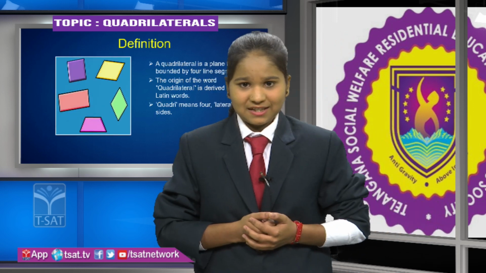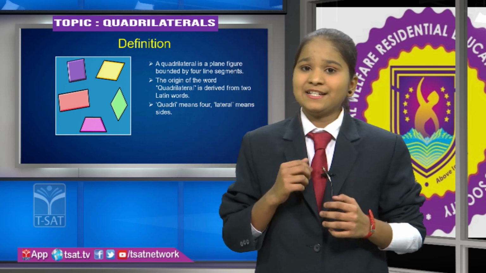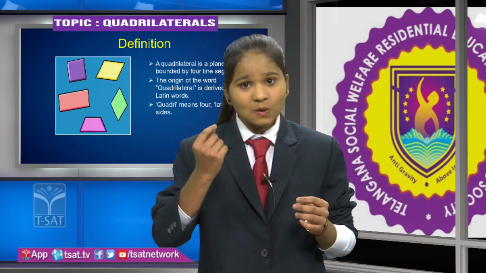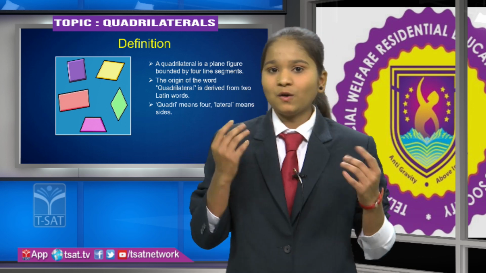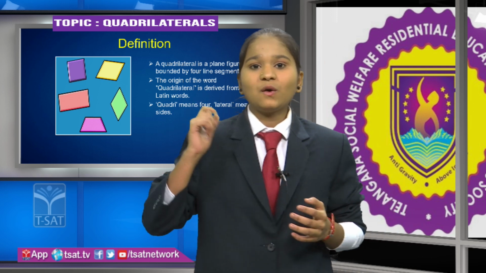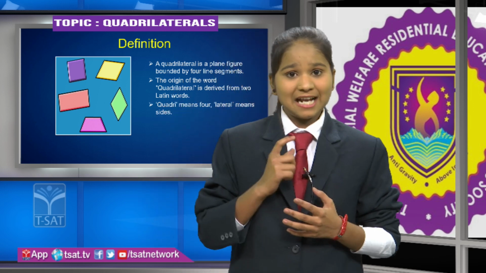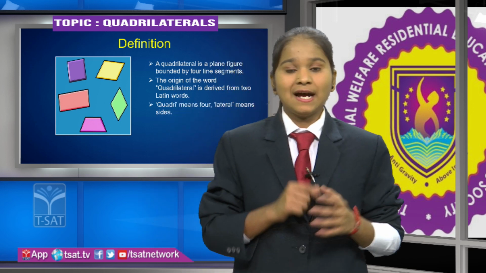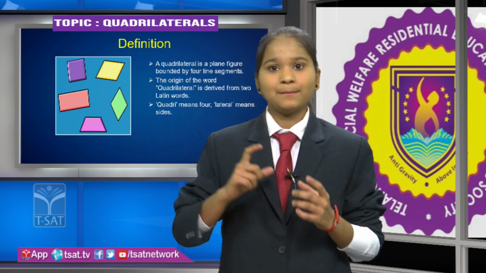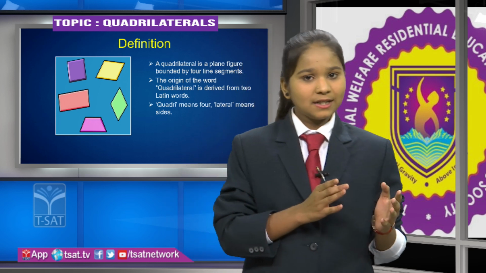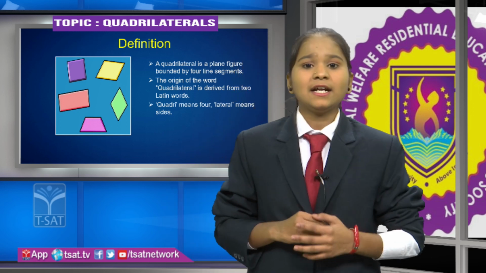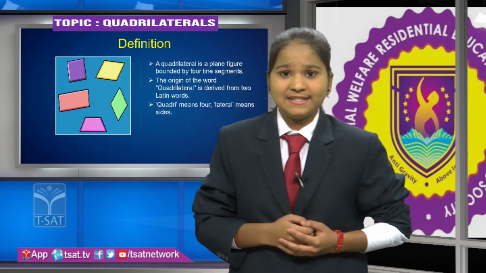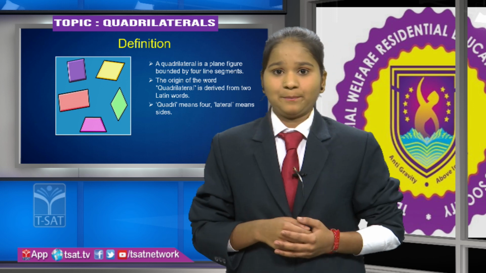What is a quadrilateral? A quadrilateral is a simple closed figure bounded by four line segments. The word quadrilateral is derived from Latin, where quad means four and lateral means sides. Totally, quadrilateral means four sides. And here are some examples of quadrilaterals.